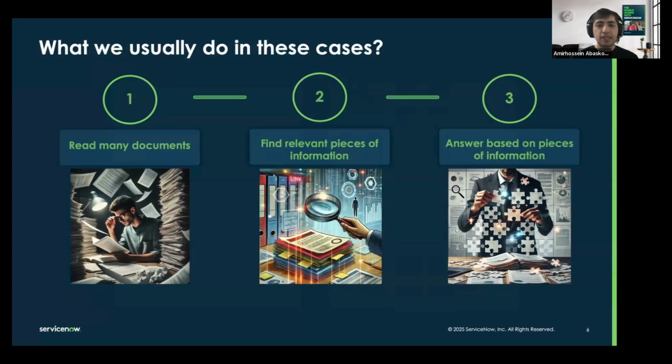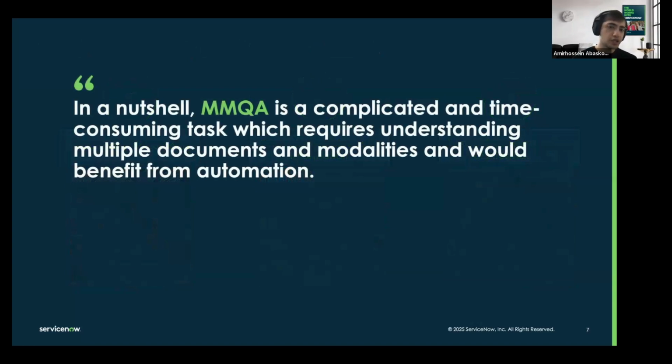What we usually do in these cases is first read all the documents and understand them, then find the relevant pieces of information required to answer the question, and finally put all of these pieces together to find the answer. So in a nutshell, MMQA is a complicated and time-consuming task which requires understanding multiple documents and modalities, and would benefit from automation.